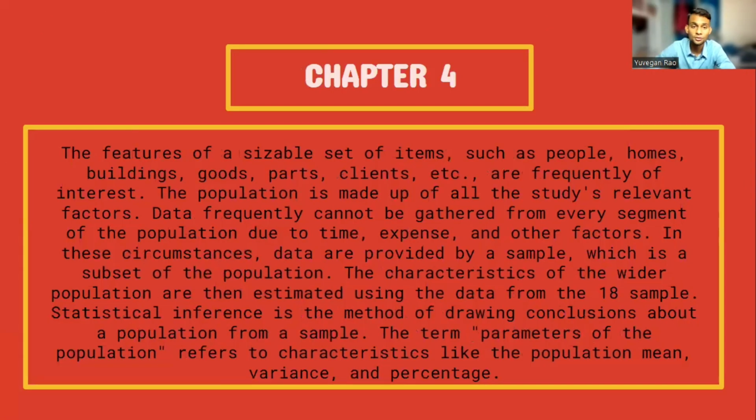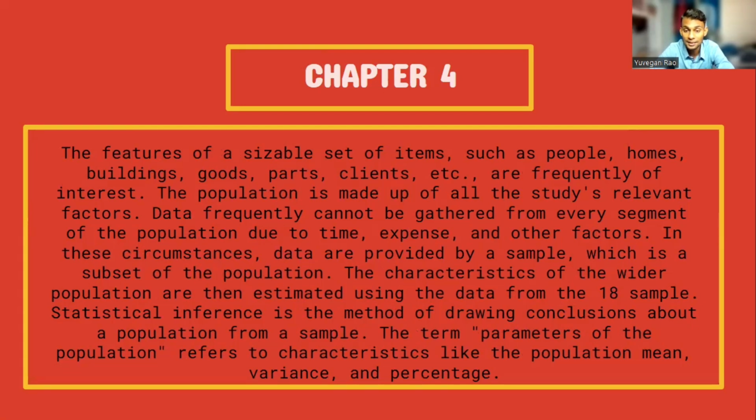Getting into chapter 4, the features of a sizable set of items such as people, homes, buildings, goods, parts, clients, etc. are frequently of interest. The population is made up of all relevant factors studied. Data frequently cannot be gathered from every member of the population due to time, expense, and other factors. In these circumstances, data are provided by a sample, which is a subset of the population. The characteristics of the wider population are then estimated using the data from the sample.